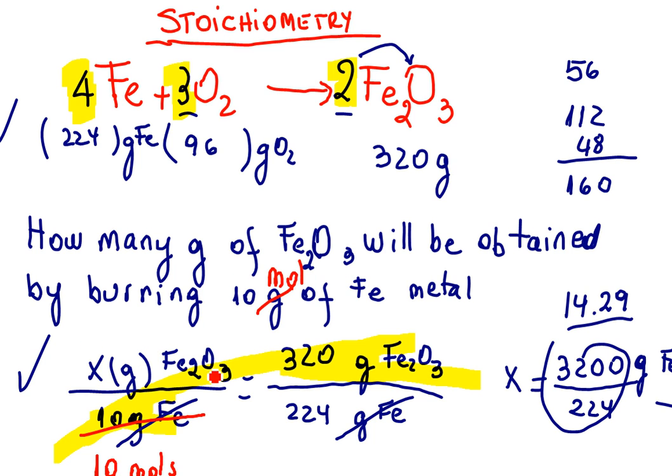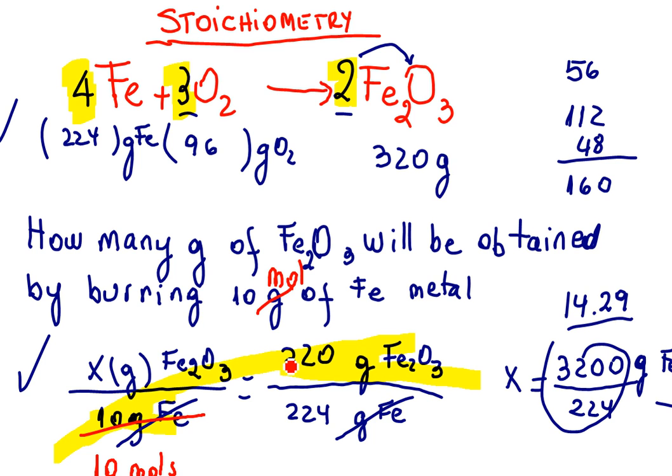Now, it says how many grams and 10 moles. There are two different units. Can we mix and match the units? Yes, because it's the same as saying 12 or 1 dozen. Okay, they are equivalent. So I can talk about the moles or about the grams individually.